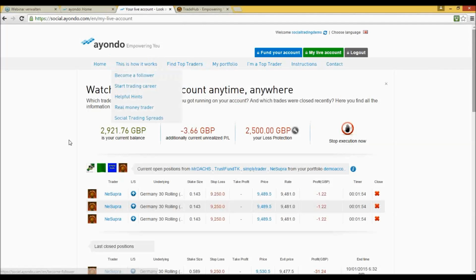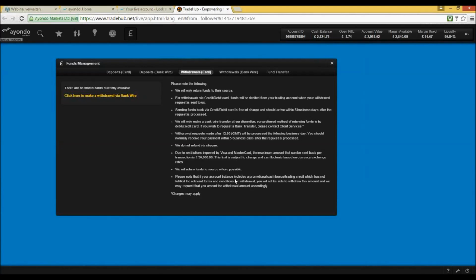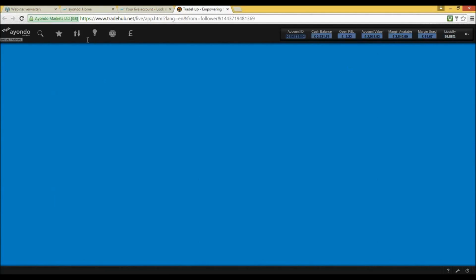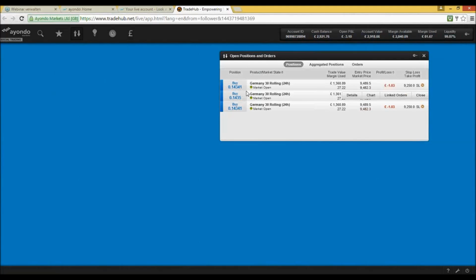If you want to see these positions in your own TradeHub account, they will be there. So what you need to do is go to your TradeHub account, which is the one where you funded. You'll probably see some trade confirmations, so we'll close them down. We'll close the withdrawals page, and then what we need to do in order to see that is select the upward and downward facing arrow, which shows our current positions. If we select that, we can see here as well exactly what's happened.